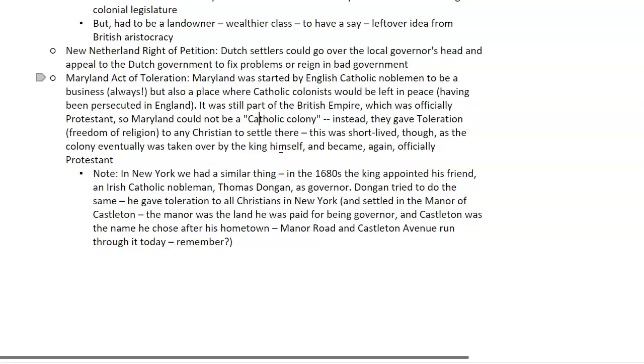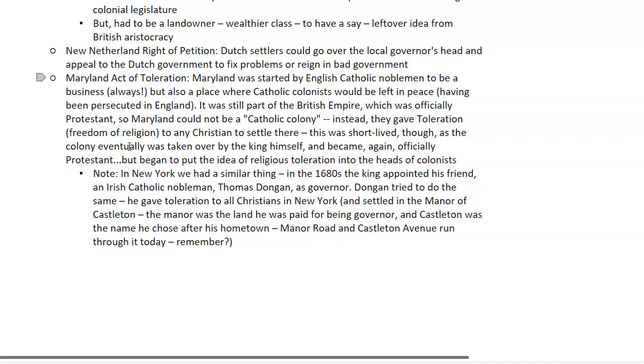This was pretty short-lived, though, as the colony eventually was taken over by the king himself and became, again, officially Protestant. But it was a moment, and began to put the idea of religious toleration into the heads of colonists. So let's put that in. The idea of religious toleration into the heads of colonists.